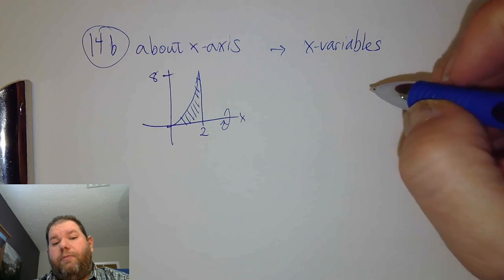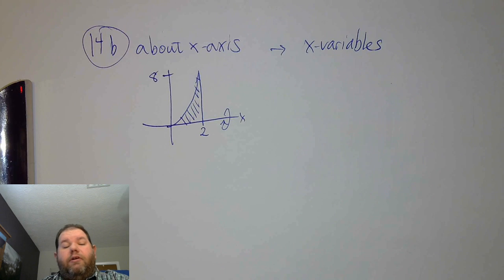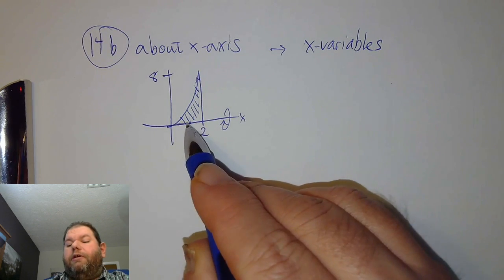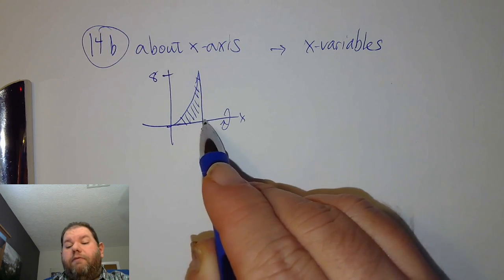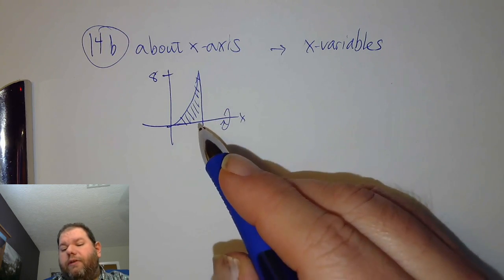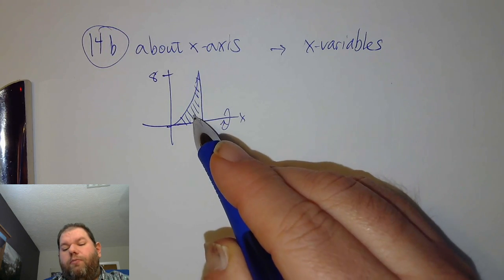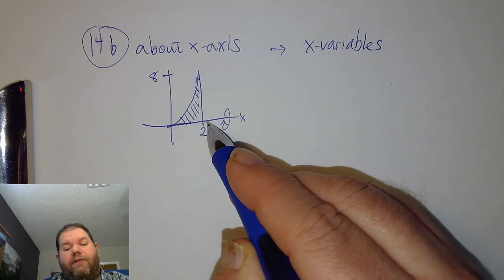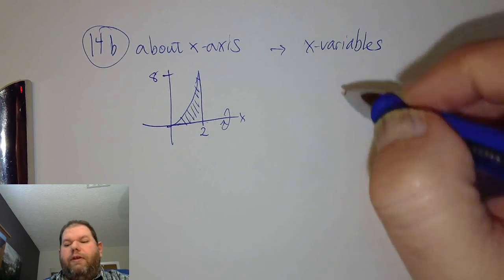Okay, and here's the bigger question. Is there going to be a hole in this object when we rotate it? So the question is it a disk method or is it a washer method? Disk, yeah. Because we look at this figure, it's completely connected to the axis of revolution right here. So when we revolve this around, it's going to be one solid object. There won't be any holes in it, at least in the sense that there's no gap between the shaded area and the axis that we revolve about. And that's why we would choose disk.